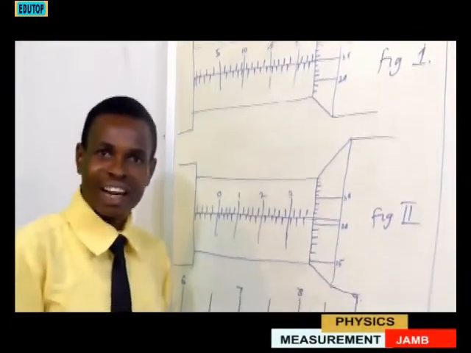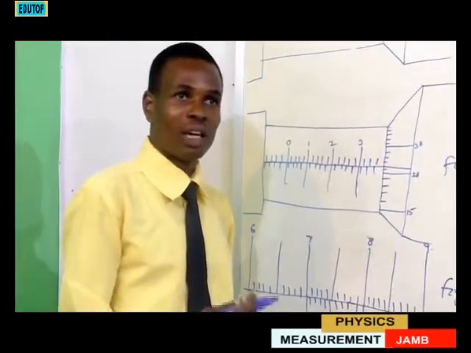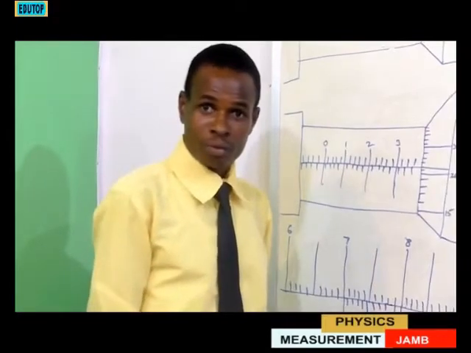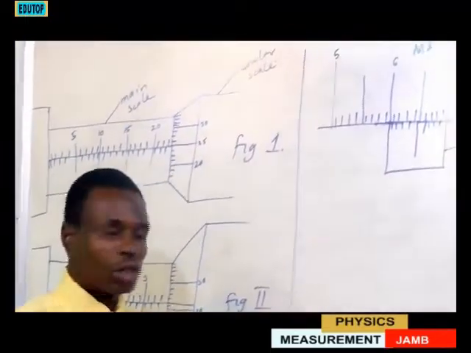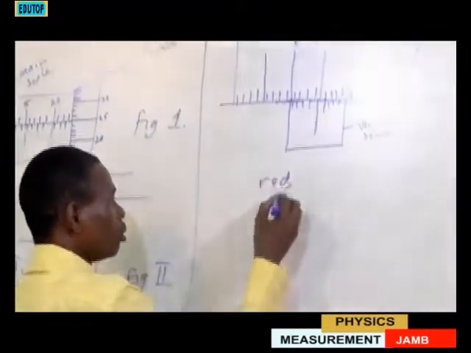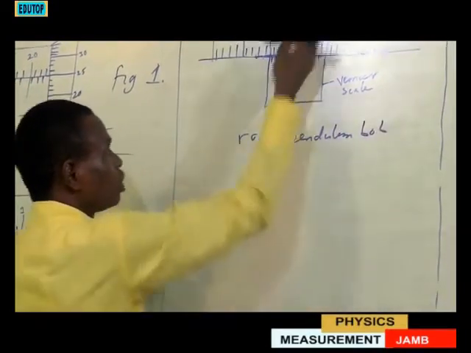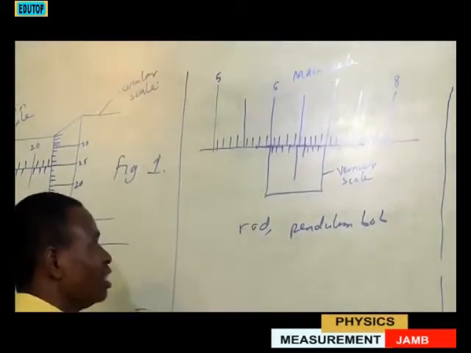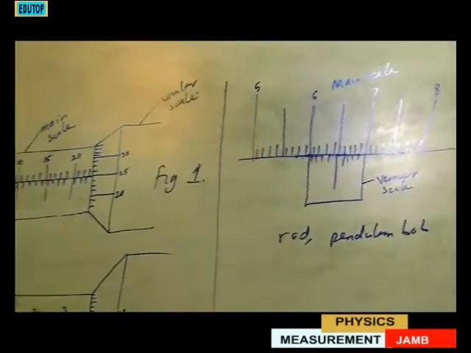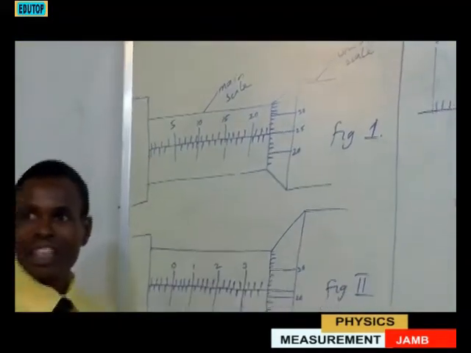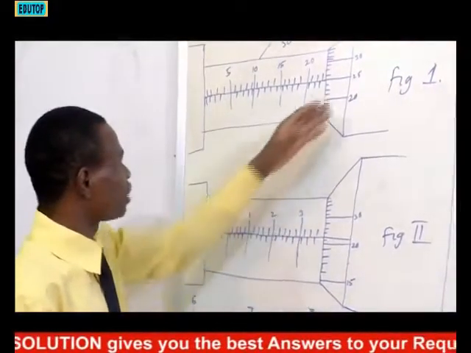If it is a material like a rod, or let's say a simple pendulum bulb, we use a vernier caliper. Something like a rod or a pendulum bulb, you use a vernier caliper to get the diameter of that one. Okay. The question says determine the reading of these instruments. I will start with figure 1.